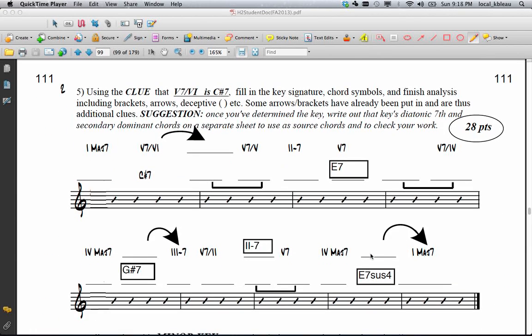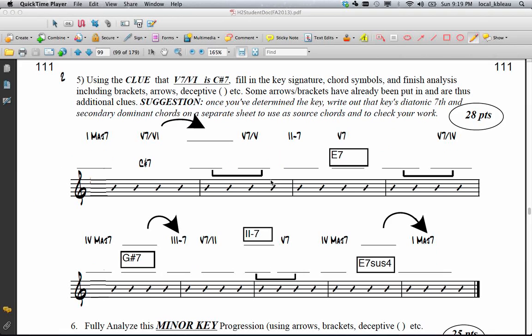Now on this example here, it's kind of like a puzzle. You have to say, well, what is V7 of vi? If it's C sharp 7, that means C sharp 7 is going down a fifth to another chord here, and that will be vi, the 6th chord. So that'll give you a clue. There's another clue over here. All these brackets mean a ii-V, right?